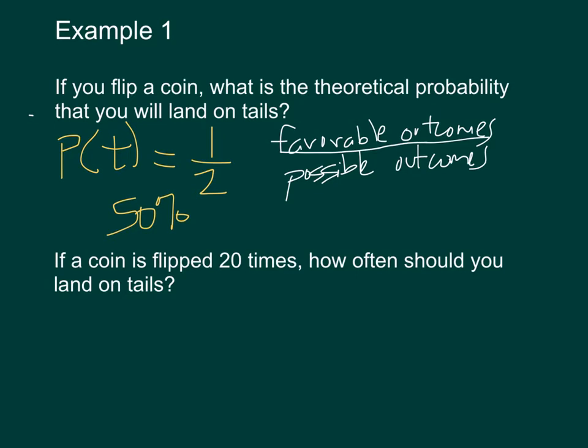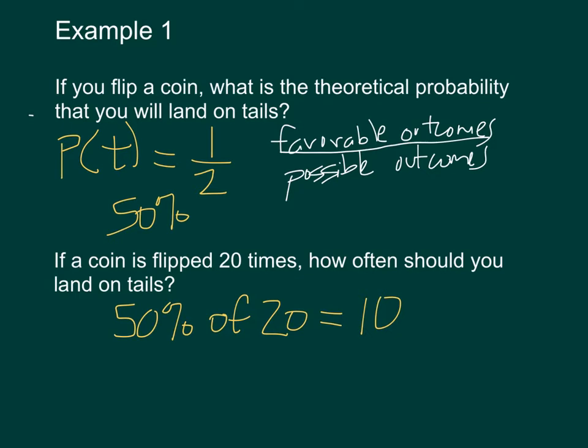Let's look at another theoretical situation. What if we flip the coin 20 times? How often should we land on tails? Well, if the probability of getting tails is 50%, then to find the number of times we would get tails in 20 flips, we find 50% of 20, which is 10, half of 20. So theoretically, if we flip our coin 20 times, we would get tails 10 of those times.